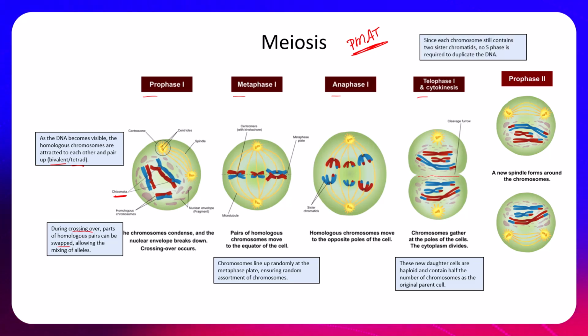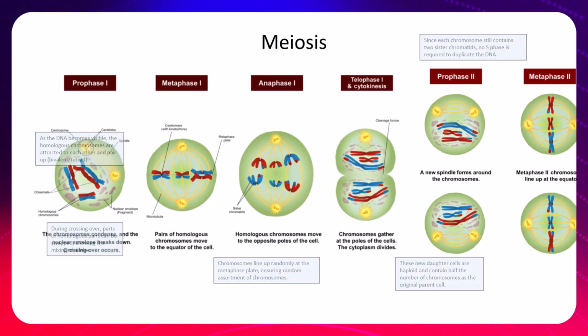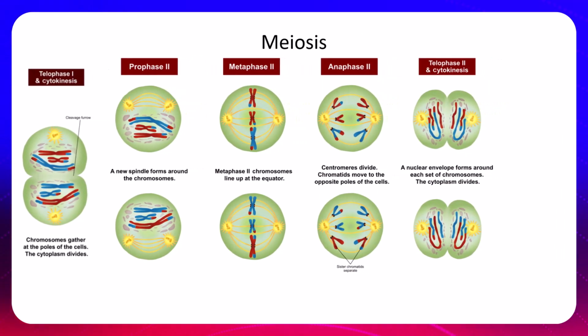But because this is meiosis and we still possess our chromosomes in duplicated form, meaning we have two sister chromatids per chromosome, we are not going to run through an S phase, we're not going to run through another full cell cycle. We are just going to immediately go into meiosis II, which takes the two daughter cells that were produced by meiosis I and immediately runs them through meiosis II. And so now we have PMAT 2, prophase, metaphase, anaphase, and telophase. Again, 2, 2, 2, and 2.